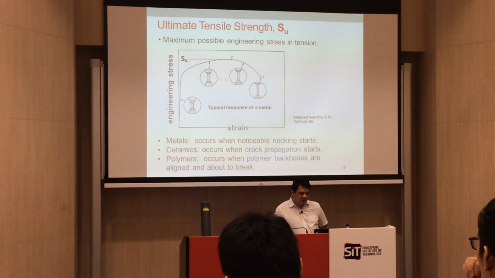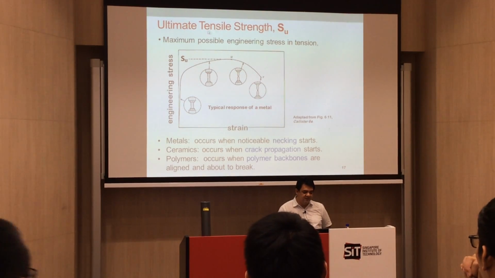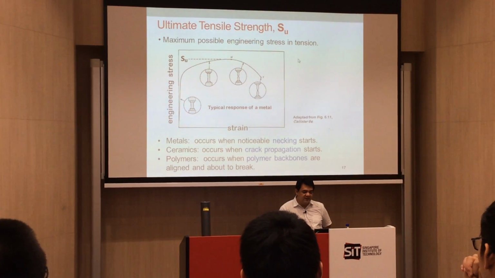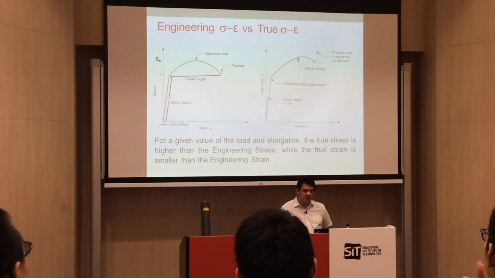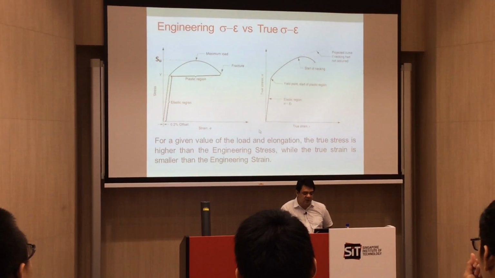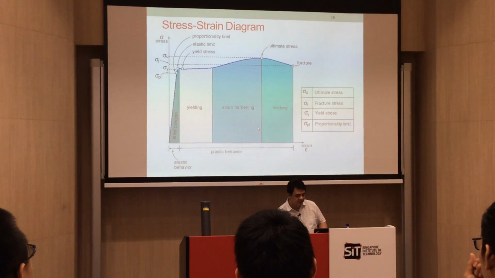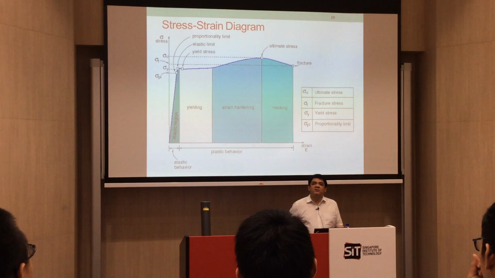Again, this one just describes how you were able to get the ultimate strength and so on. You have engineering versus true strain. You probably have done this already. It's very basic. We're just going back to the basics at the moment. And then some of the things that you need to know.